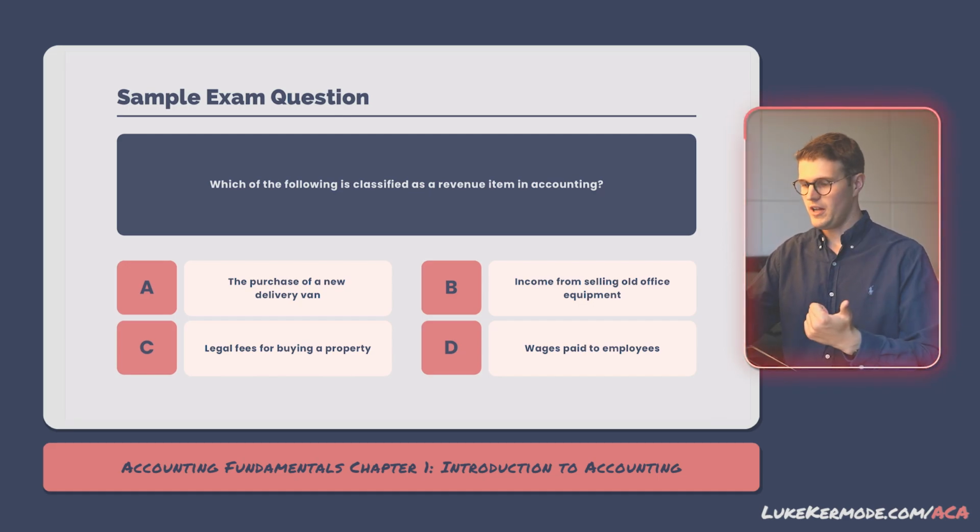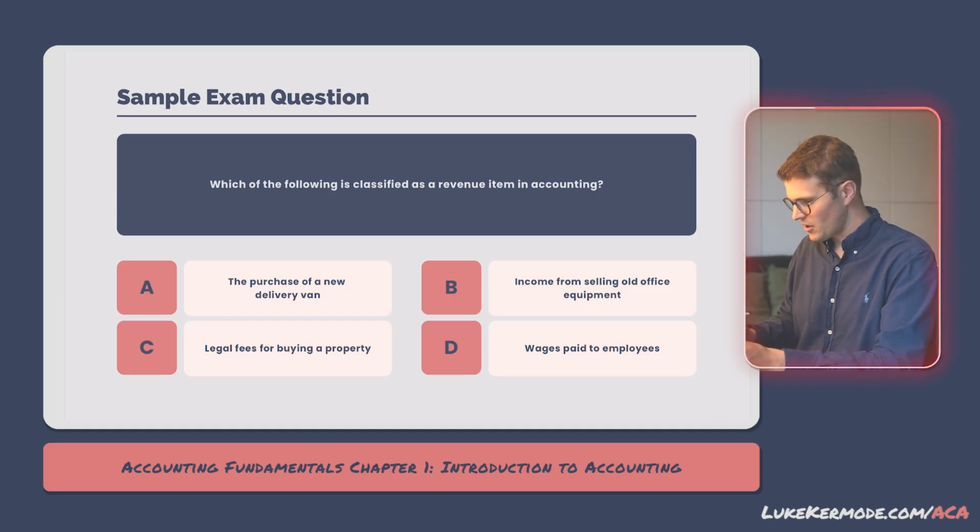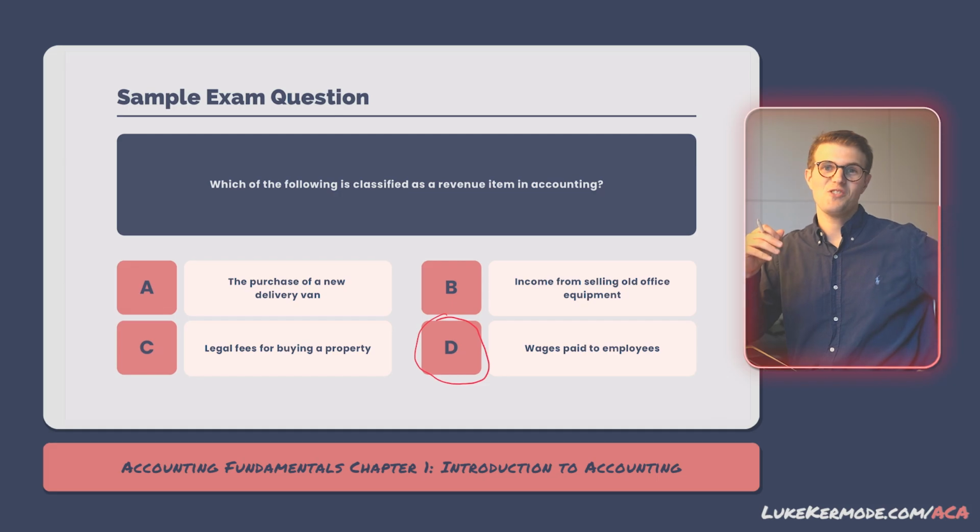Is it the purchase of a new delivery van, income from selling old office equipment, legal fees for buying a property, or wages paid to employees? So the correct answer to this question is D, wages paid to employees.